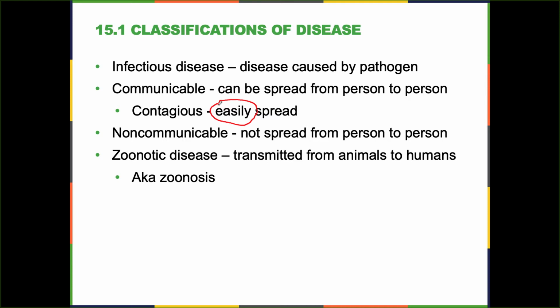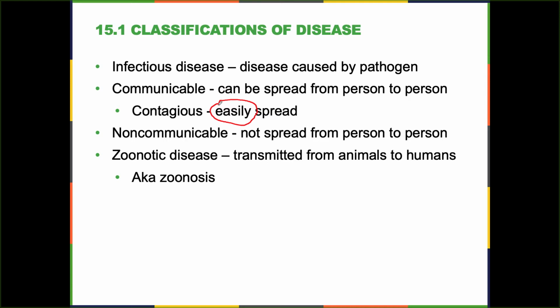On the flip side, a non-communicable disease is not spread from person to person. There are many diseases, something like tetanus, for example: if you're hanging out with someone who has tetanus, you're not going to get tetanus from them because it doesn't spread from person to person. And then finally, a zoonotic disease is transmitted from animals to humans. Sometimes it's called a zoonosis.